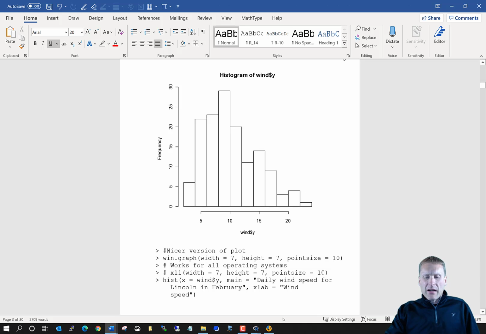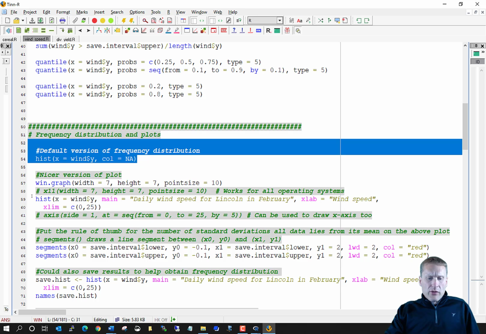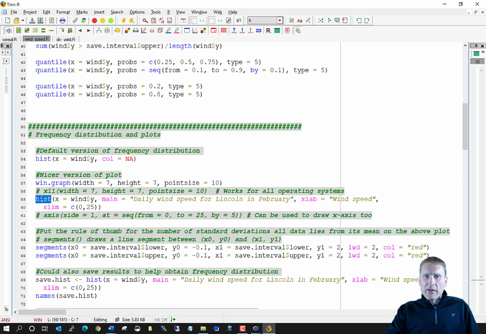Let's see if we can make it a little bit nicer. And so to do this, I'm going to use the hist function again. I'm going to again plot these wind speeds. For my main argument, this allows me to put a title on the plot. So daily wind speeds for Lincoln. X-axis label, xlab, wind speed.